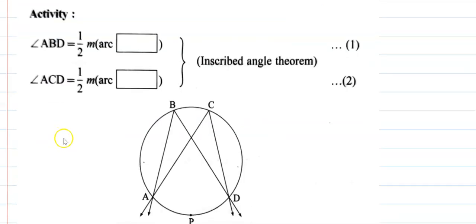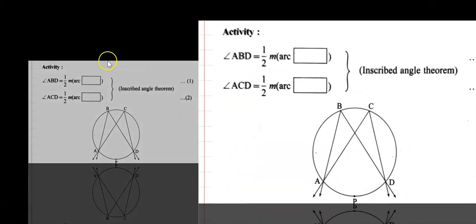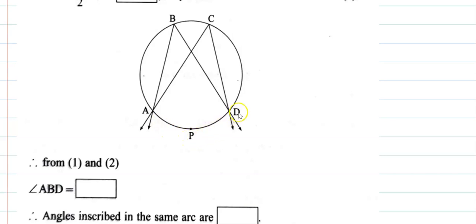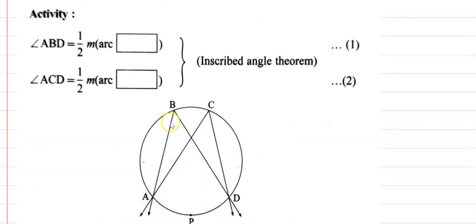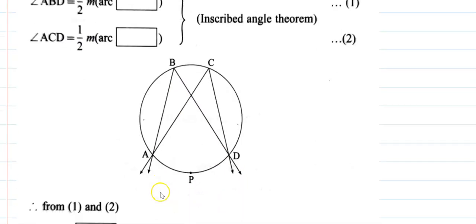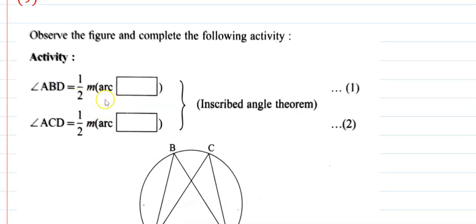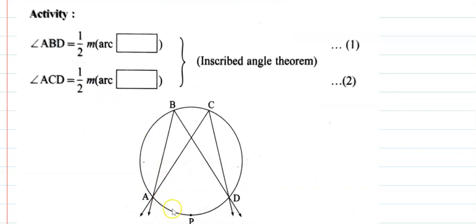Angle ABD is equal to 1/2 measure of arc APD. That is, angle ABD intercepts the arc APD, and therefore measure of angle ABD is equal to 1 upon 2 measure of arc APD. Also measure of angle ACD is equal to 1 upon 2 measure of arc APD.